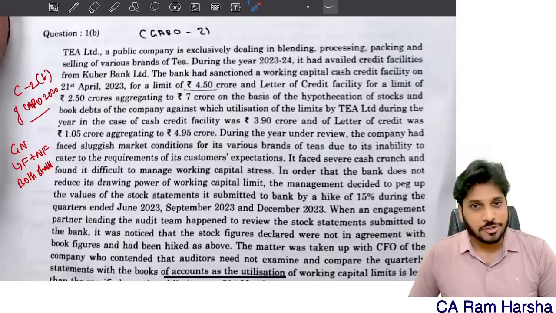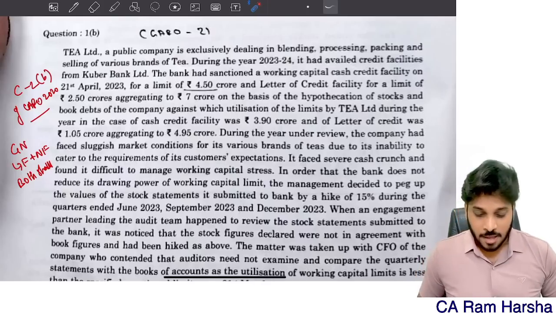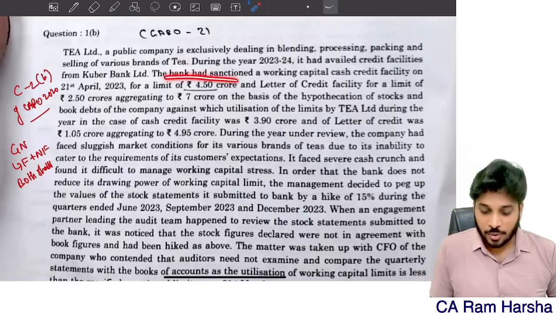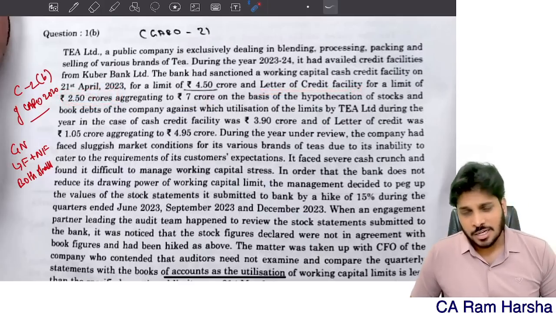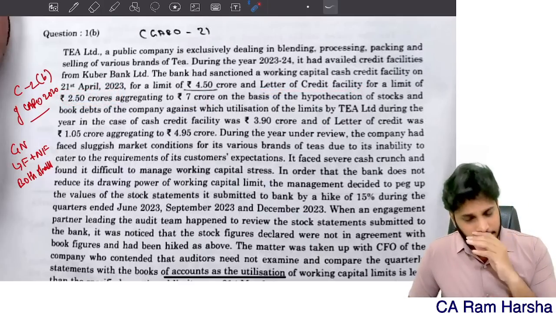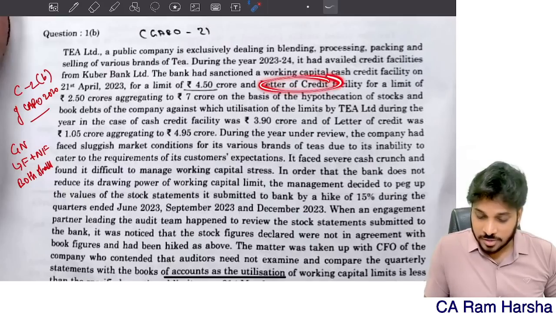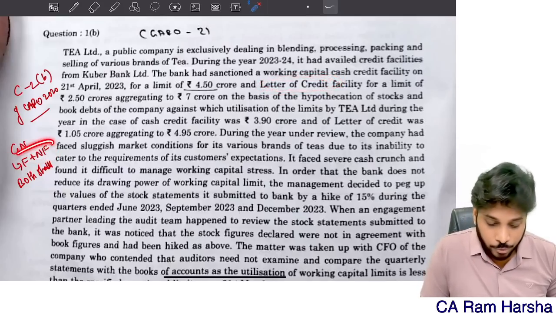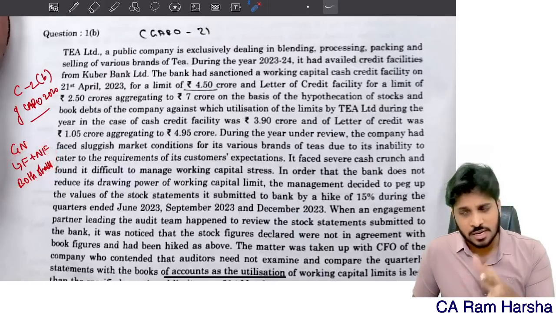Many of us don't pay attention when we are doing working capital. Here the bank gave a working capital limit of 4.5 crore, which is a cash credit facility, and another 2.5 crore, which is a letter of credit. Now, when we are checking the working capital limit of 5 crore, do we consider only cash credit or do we also consider letter of credit? Cash credit is a funded facility. Letter of credit is a non-funded facility. Both we will consider, because in the CARO they have not given anywhere specifically that only funded facilities must be considered.